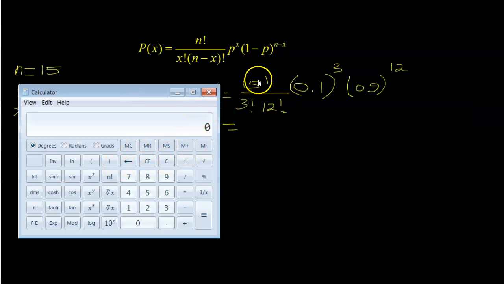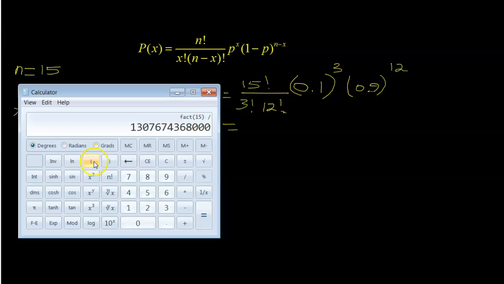I need to move that out of the way. I need 15 factorial. Now, the factorial button on your calculator, depending on what your calculator looks like, is either n with the exclamation mark or could be x with the exclamation mark. So the first part of my problem is 15 factorial. So there it is. That huge number is the 15 times 14 times 13, etc. And I need to divide that by 3 factorial times 12 factorial.